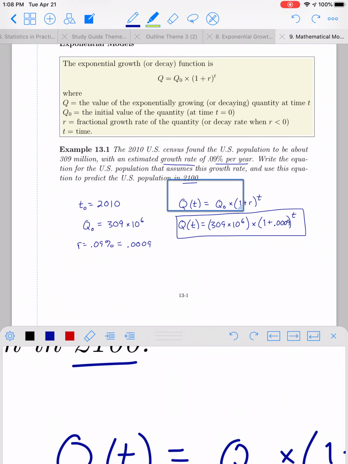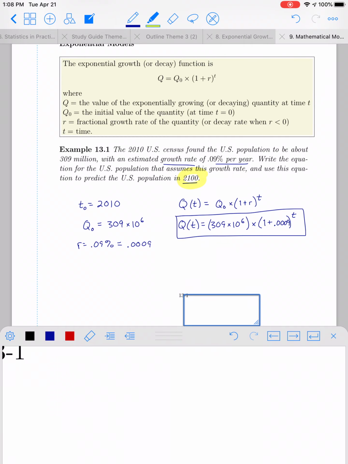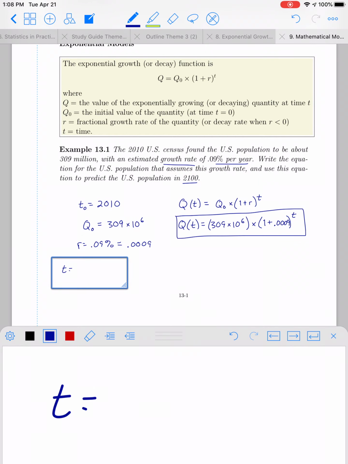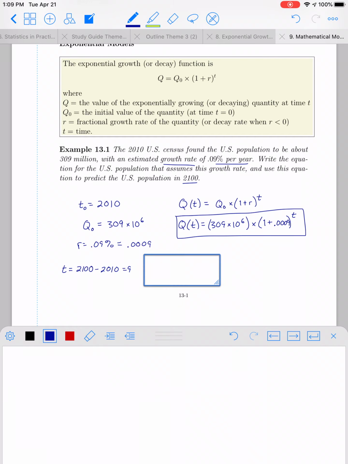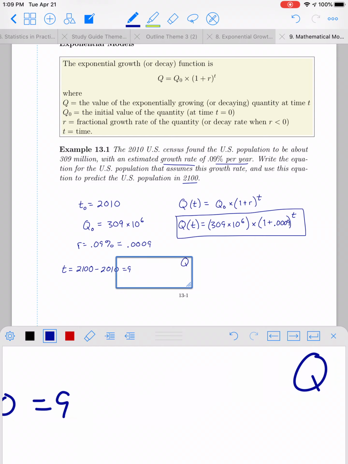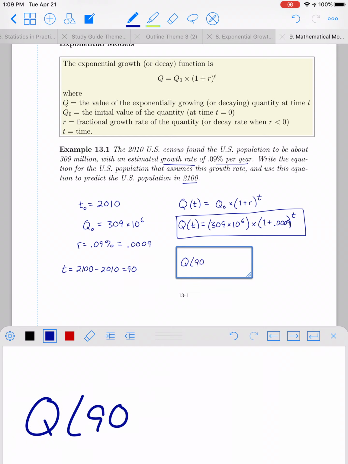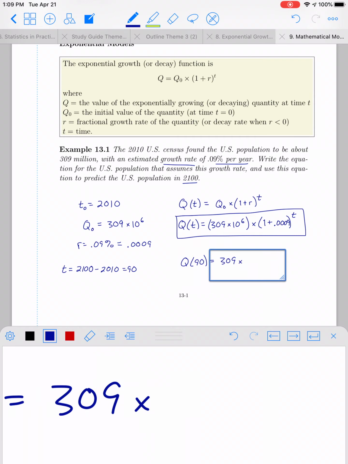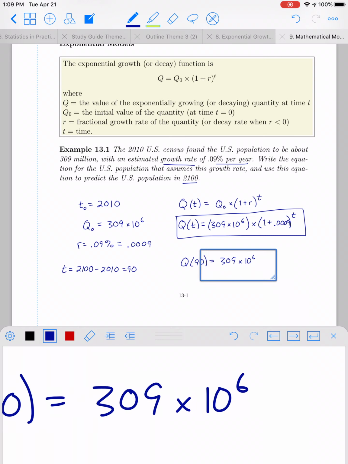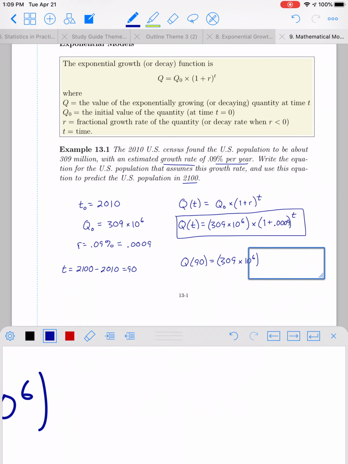The question asks us to predict the population in the year 2100. Okay, so the time t that will elapse is whatever year we're interested in, which is 2100, minus where everything started, 2010, that's 90. So then the population in 2100 is Q of 90, which really just means we plug 90 into our formula where we see a t. This is what a model does. Lets us predict based on time or other independent variables.